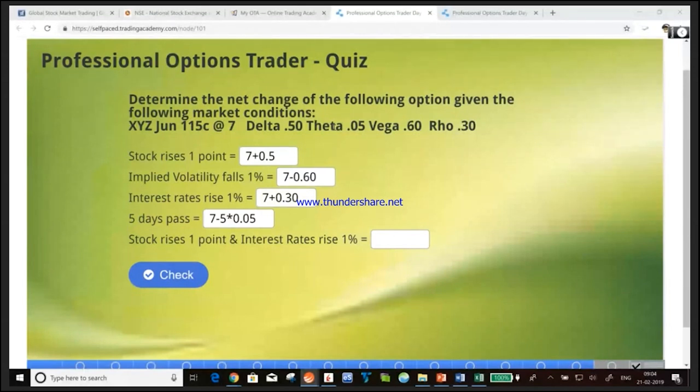Yes, that is how it is. But this is just an example for simple math purpose. And the last question is, stock rises 1 point.